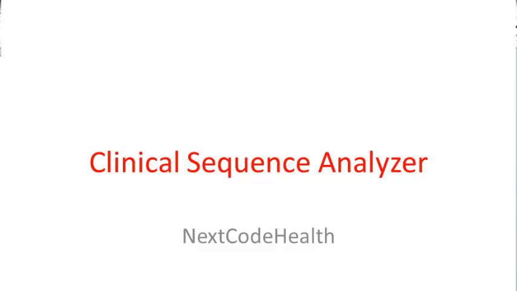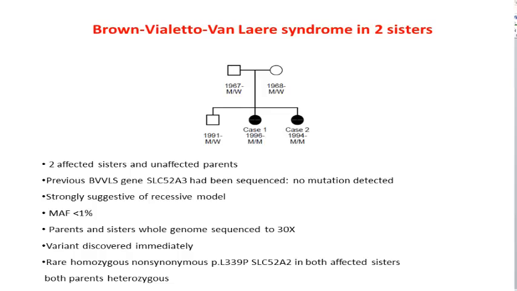The following is a demonstration of the NextCode Health Clinical Sequence Analyzer. This case involved two sisters with presumed Brown-Vialetto-Van Laere syndrome, an unaffected older brother, and two unaffected parents. The previously reported gene for Brown-Vialetto-Van Laere syndrome had been sequenced and no mutations had been found.